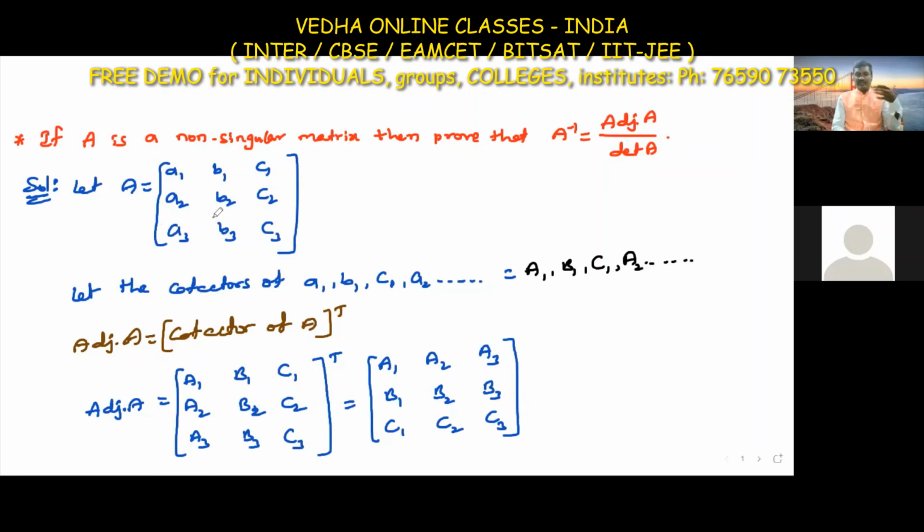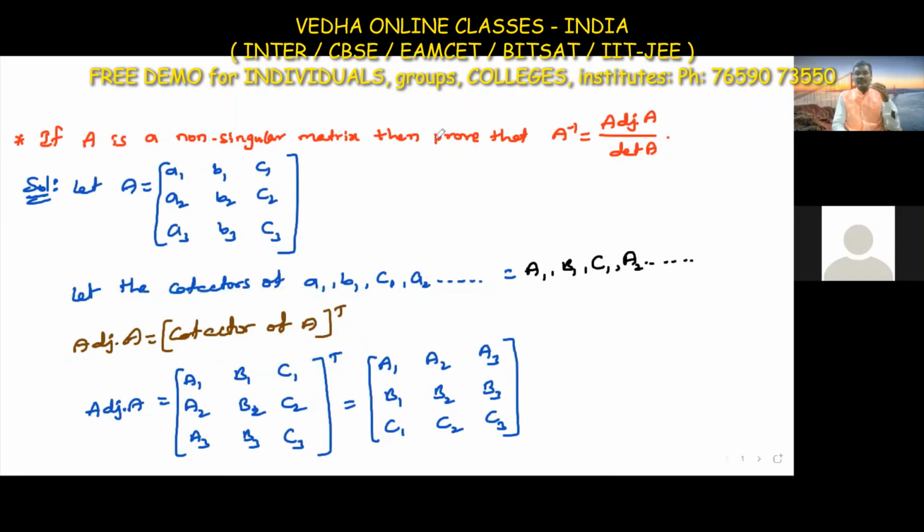So the matrix A we are taking as a1 b1 c1, a2 b2 c2, a3 b3 c3. After that we are taking the cofactors of these elements, and we denote them with capital letters: capital A1, capital B1, capital C1, like that. Now adjoint of A is equal to the cofactor matrix of A whole transpose. This is the formula.